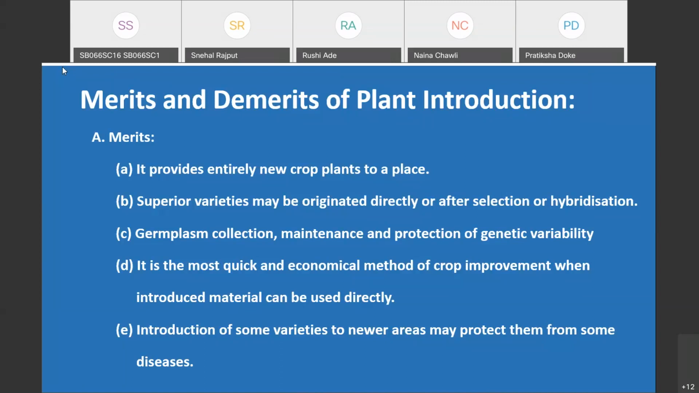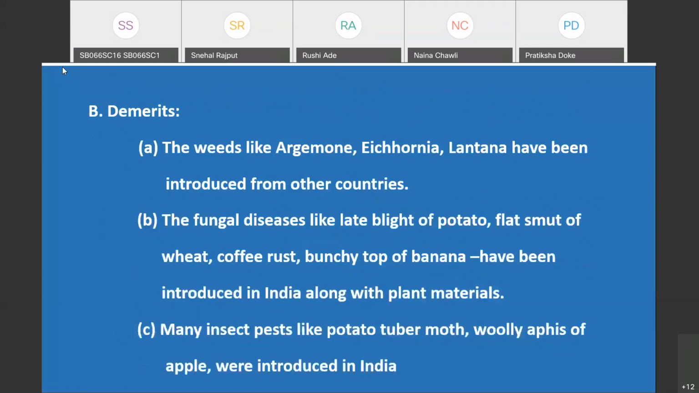The introduction of some varieties to the newer areas may protect them from some diseases. These are the merits or the advantages of plant introduction. Then here the demerits, which we have just discussed.